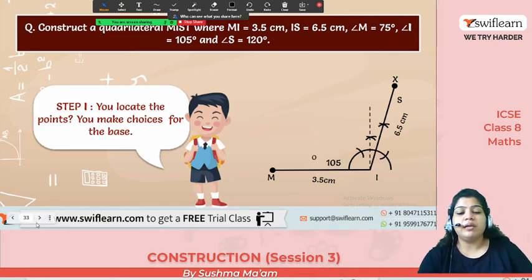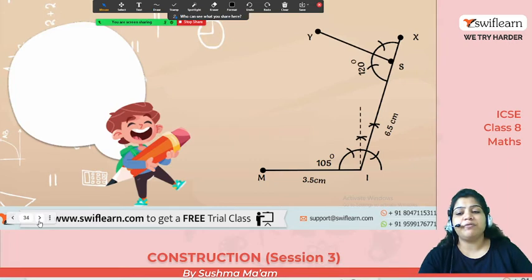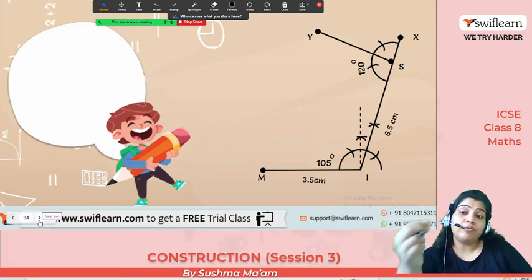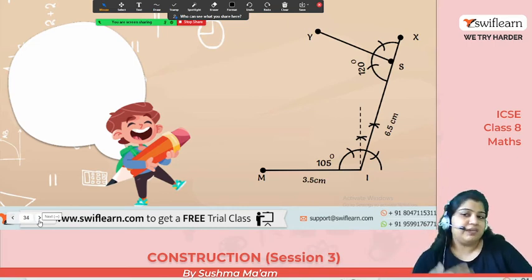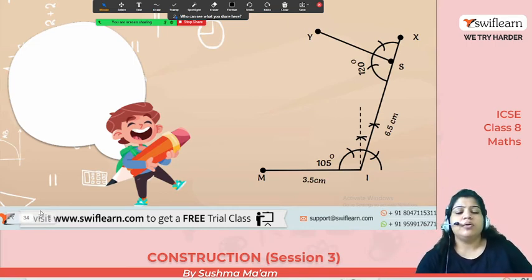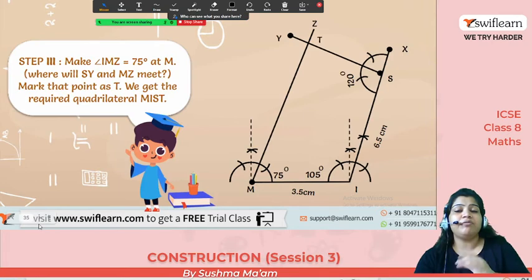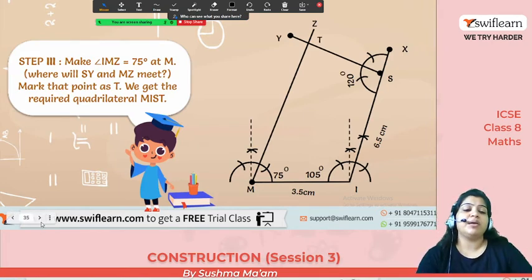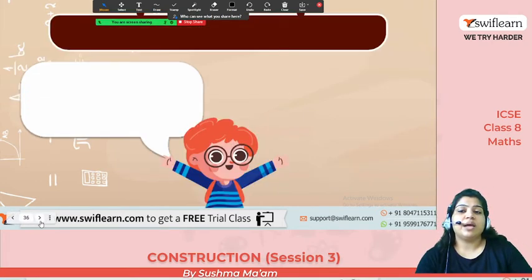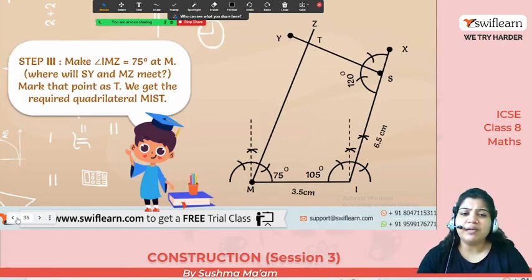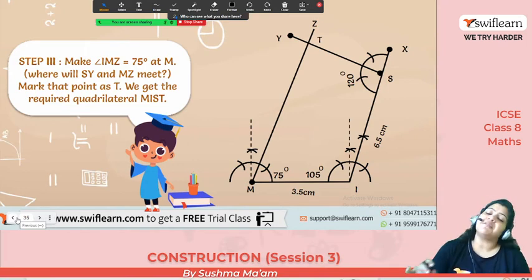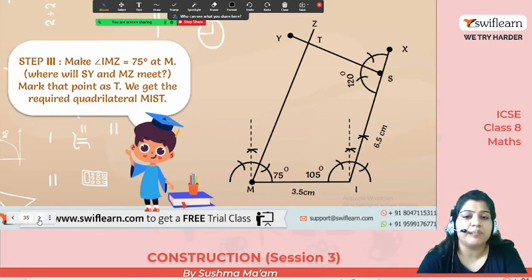Okay, and then from I, 6.5, you just make an arc, and from the S you make an arc of 120. 120 means 60 plus 60. And then you make an angle from M, that is 75, and extend that line segment, and where that meets, that intersection point is known as T. Is it clear? Very easy. But before that you have to make a rough sketch, that's a compulsory thing.